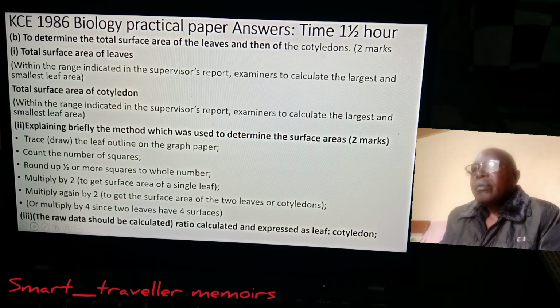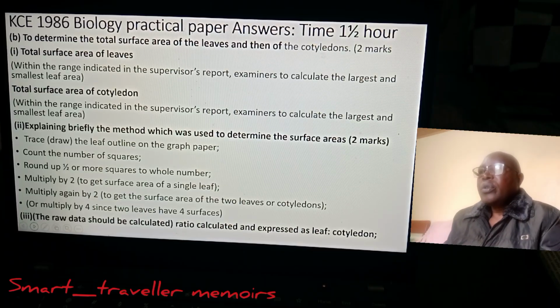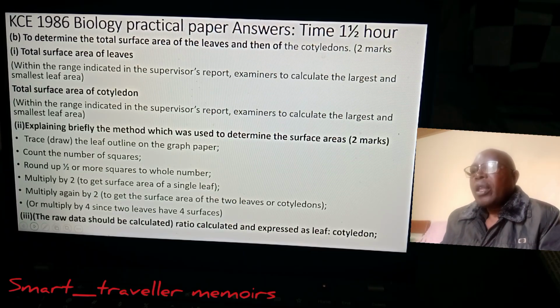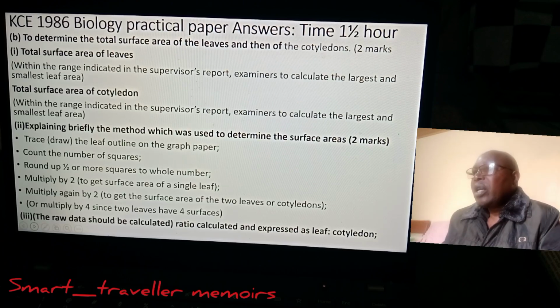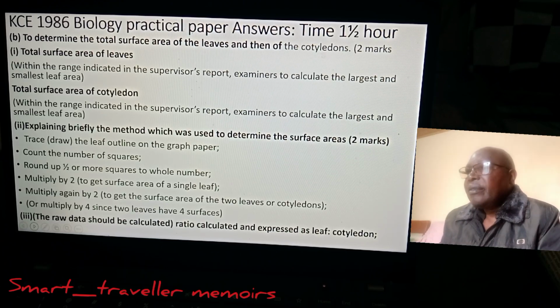Now, B, to determine the total surface area of the leaves and then of the cotyledons. 1, total surface area of the leaves. You are going to get within the range indicated in the supervisor's report. Examiners were to calculate the largest and the smallest leaf surface. So that information was with the supervisor's report. Total surface area of the cotyledon was within the range indicated in the supervisor's report. Examiners to calculate the largest and smallest leaf area.